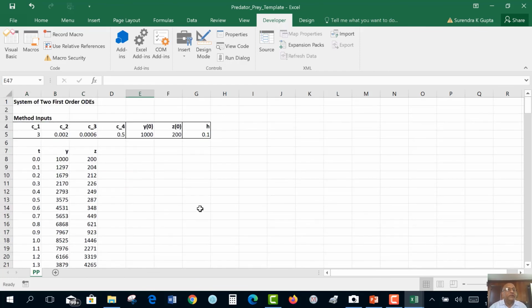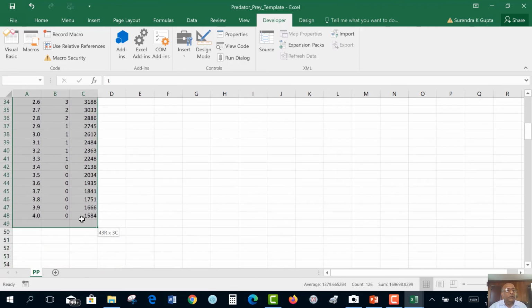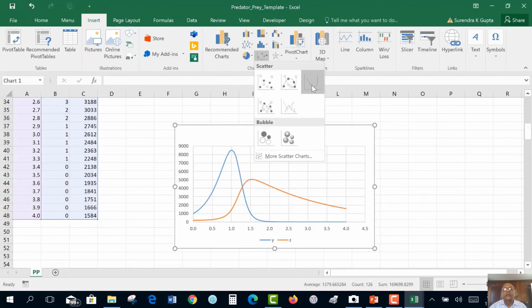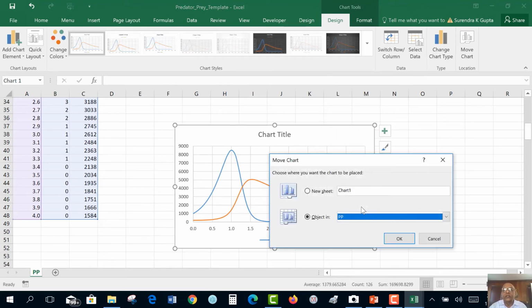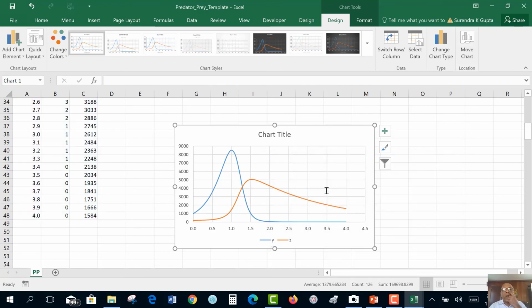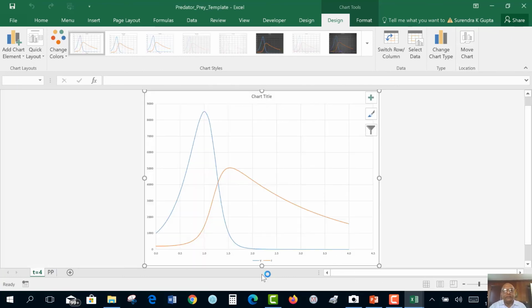Okay, so let's plot it. Let's just plot smooth curves. Move the chart, new sheet. So this is t equal to 4. Okay, so what do we see? Our y is blue. So y's are the rabbits. So we started with 1,000 rabbits, 200 foxes.